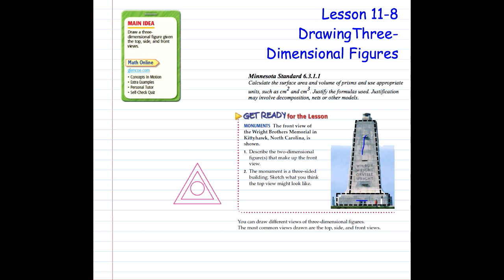The monument is a three-sided building. Sketch what you think the top view might look like. It looks like this: apparently two triangles and a circle in the middle.